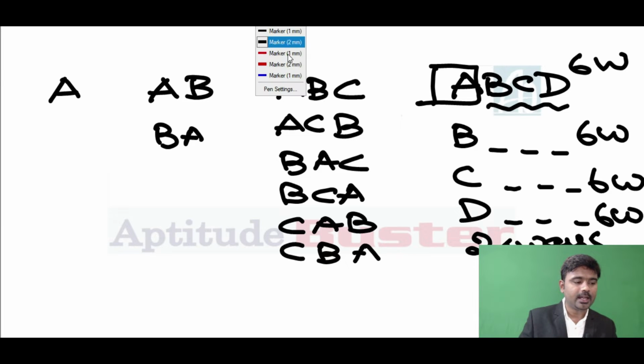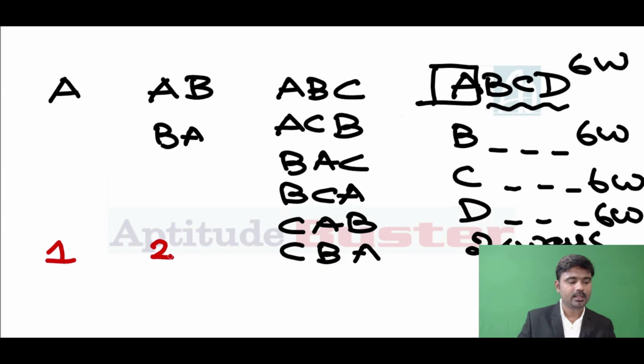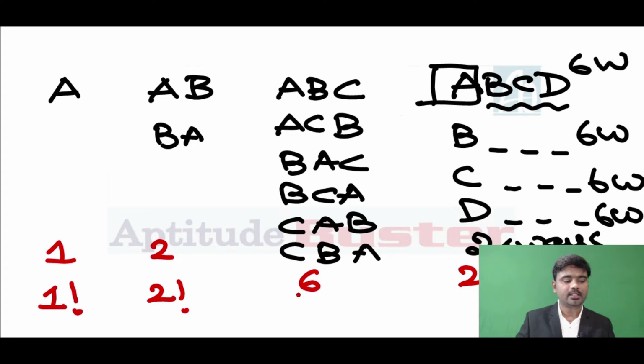You can easily understand the logic behind this. One letter can be arranged one way. 2 letters means 2 ways. 3 letters means 6 ways. 4 letters means 24 ways. It follows a pattern. What's the pattern? 1 letter means 1 factorial ways. 2 letters means 2 factorial ways. 3 letters means 3 factorial. 4 letters means 4 factorial ways.